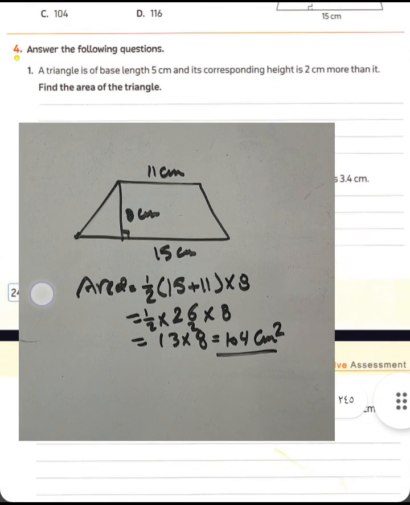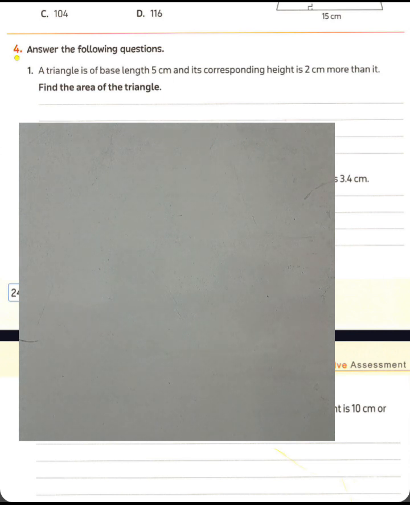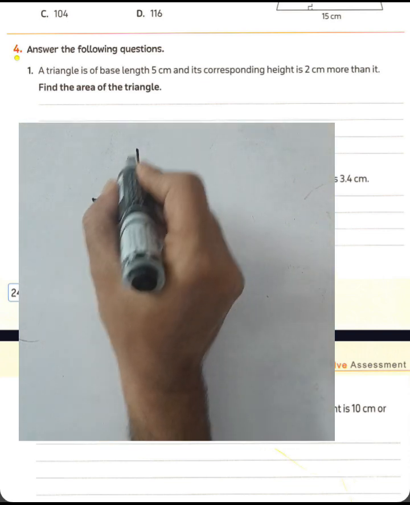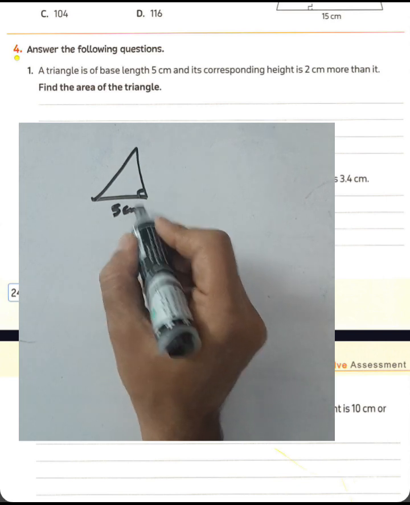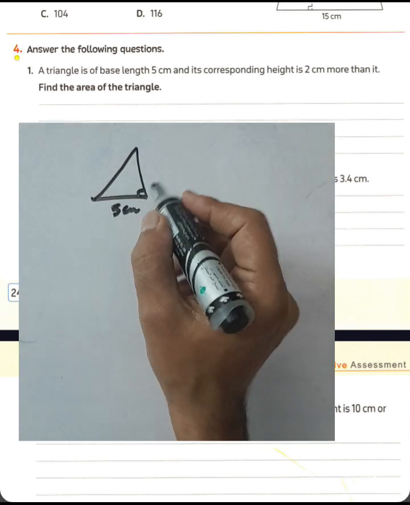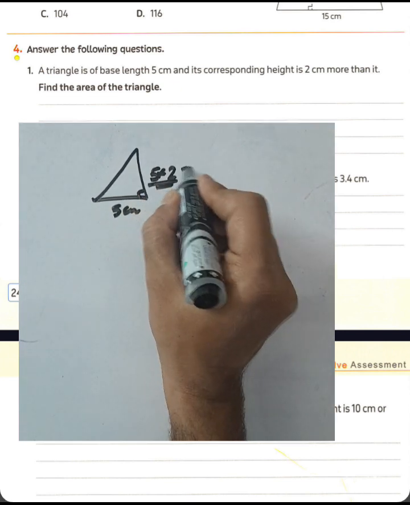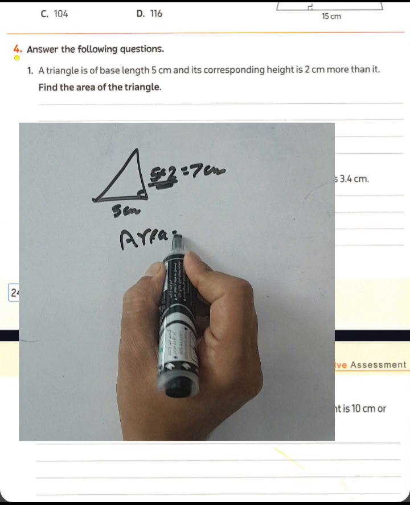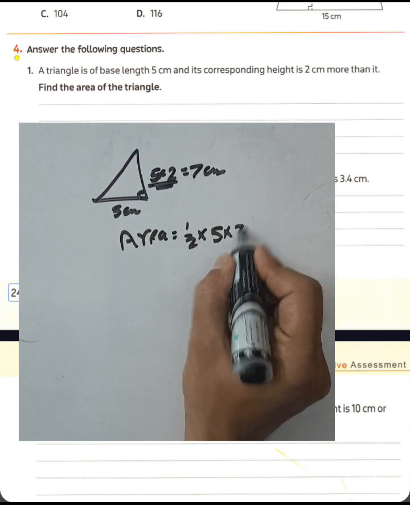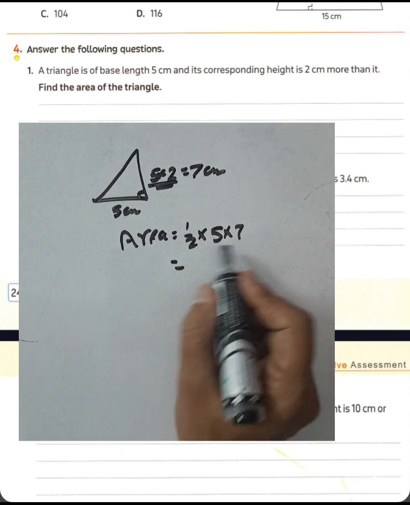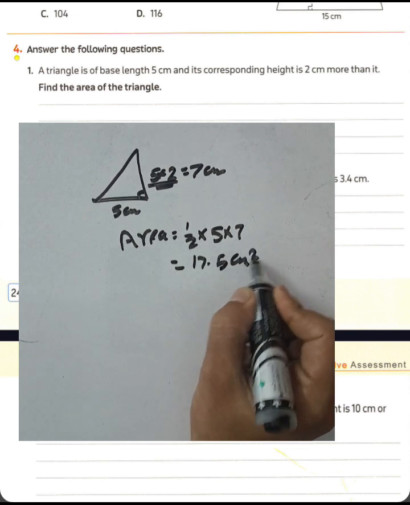Next example here, question number 4. A triangle of base length 5 centimeter and its corresponding height 2 centimeter more than it. Find the area of the triangle. Okay, to find the area of a triangle, you must write half times base times the height. He gives us triangle base 5 centimeter, and the corresponding height is 2 centimeter more than it. It means 5 plus 2. Then the height will be 7 centimeters. Then the area will be half product by the base product by the height. 5 times 7 equals 35. 35 divided by 2 equals 17.5 square centimeter.